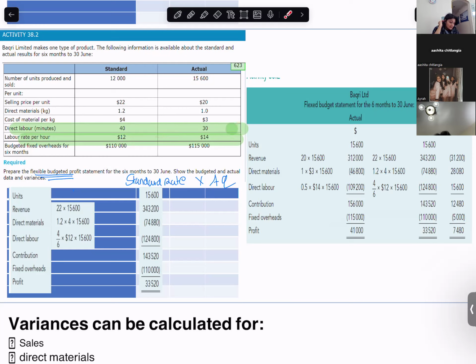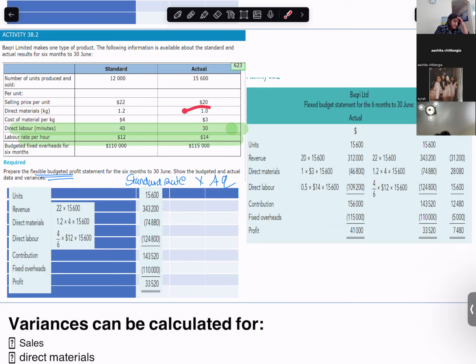Your material. You spent less on material. And why have you spent less on material? Because you are buying direct material at a cheaper price and better quality. You're using less and you're paying less. That means you found a better supplier.